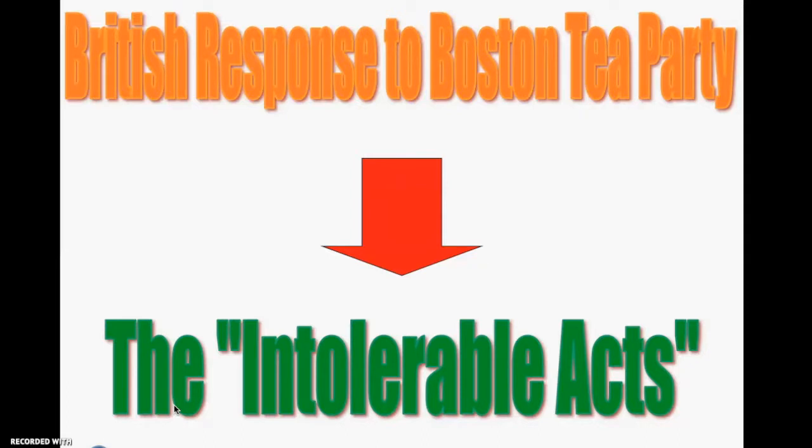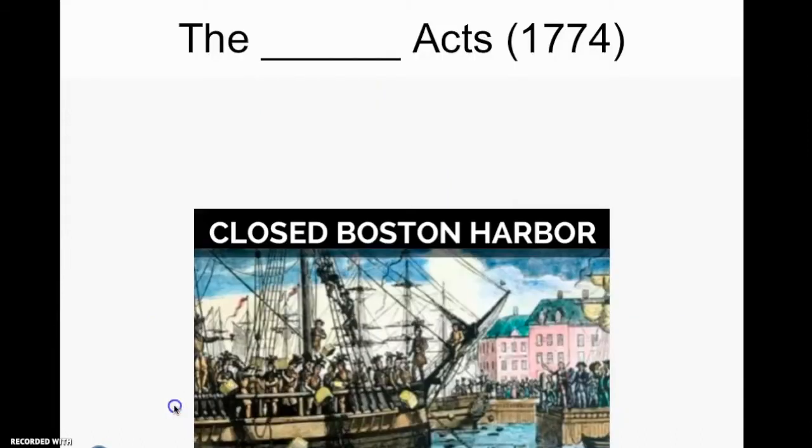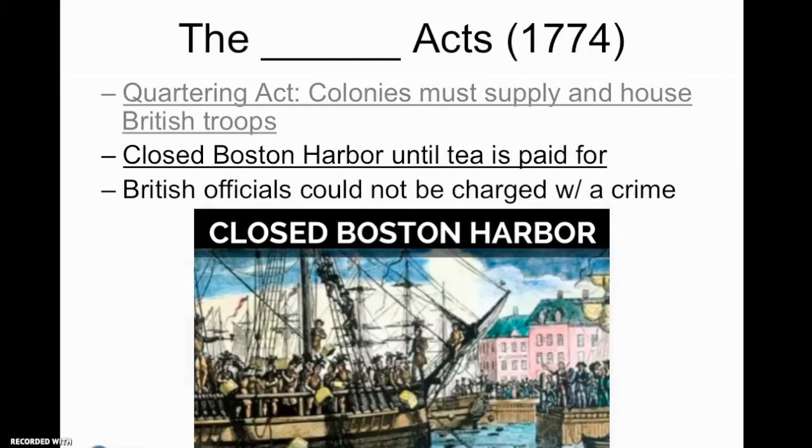In response to the Tea Party, the British implemented the Intolerable Acts. These are also known as the Coercive Acts. So if you see either one, they're both the same thing. The Intolerable Acts of 1774 closed the Boston harbor until all the tea was paid for. The colonists had to supply and house British troops, and British officials couldn't be charged with a crime. There's no rule of law there.